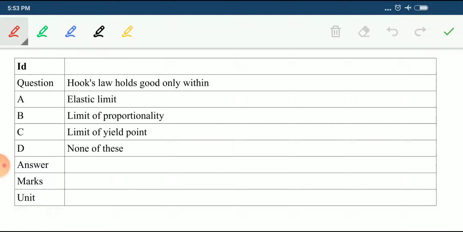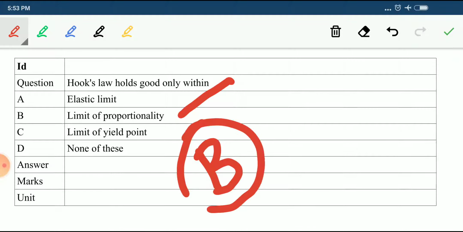Hooke's law holds good only within elastic limit, limit of proportionality, limit of yield point, none of these. Okay, Hooke's law holds good within limit of proportionality. Means B is the correct answer.